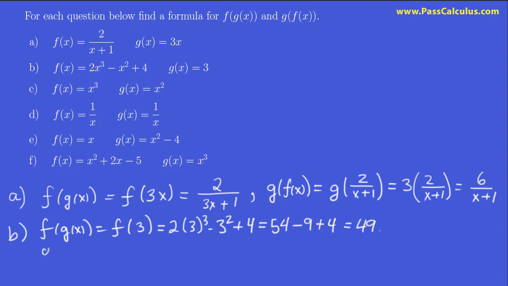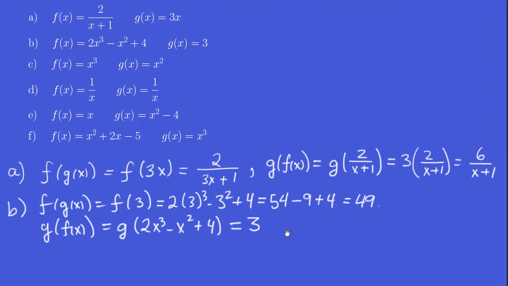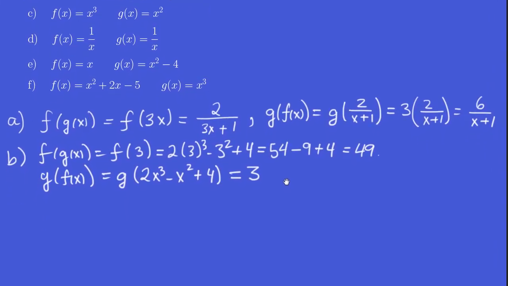All right, what about g of f of x? Well, f of x in this question is this cubic. Let's make that replacement. Now this is going to be easy because g of anything is just 3. So g of this polynomial is just 3. So that turned out to be easy. Okay, so we're on question C now.